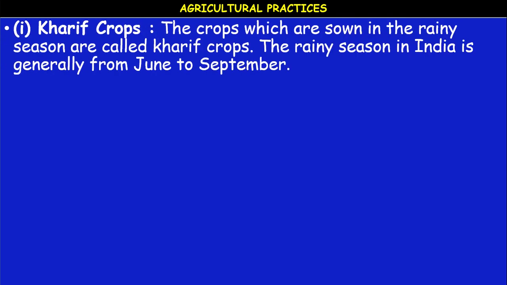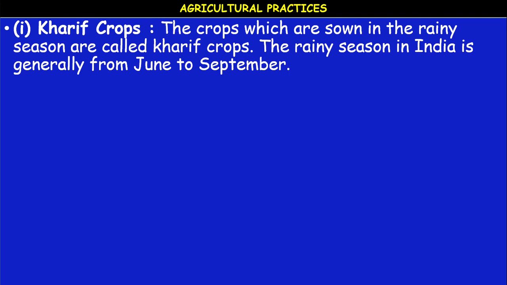Kharif crops such as paddy require a lot of water. They are sown at the beginning of the southwest monsoon during June or July. So, they are harvested after the monsoon in September or October. Some other kharif crops are maize, soya bean and cotton.